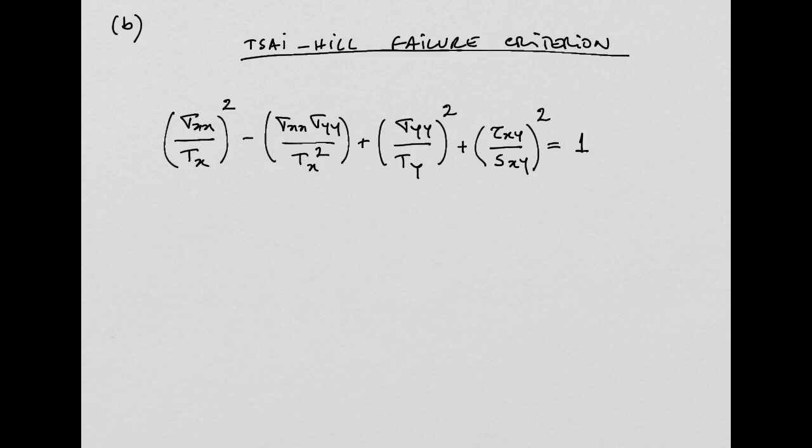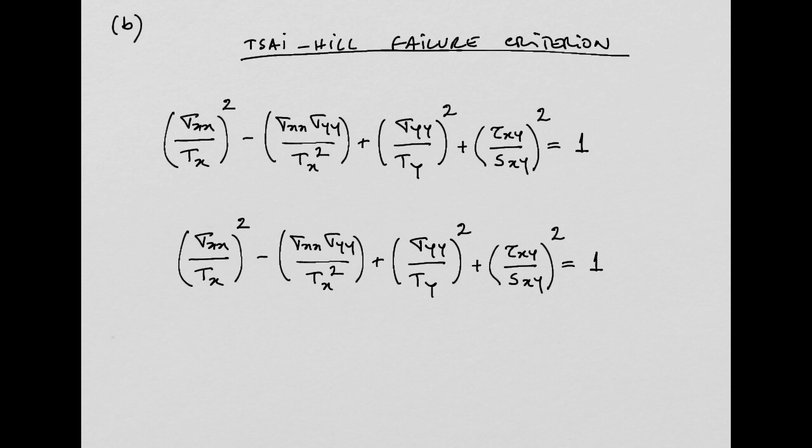So the factor of safety is going to be built in the following way. I'm going to multiply both members of this equation by tx squared. I'm not changing anything, this is pure mathematics. So on the right-hand side, you will have tx squared. I didn't change anything in the Tsai-Hill criterion, right?